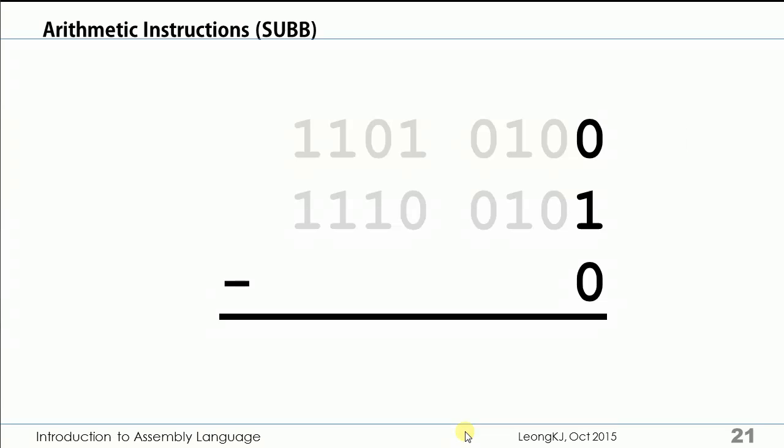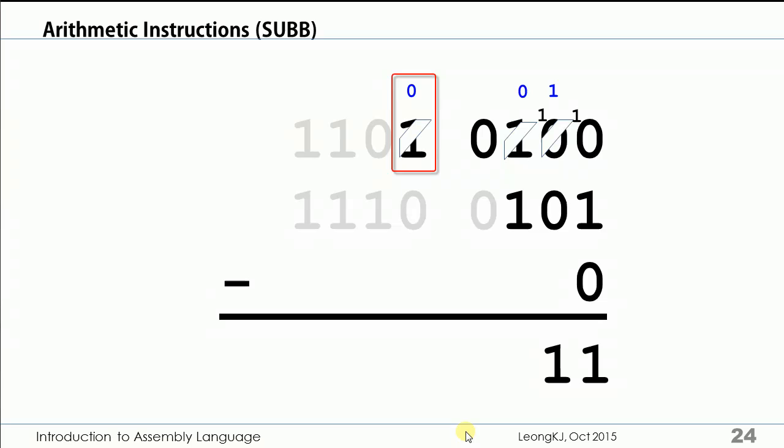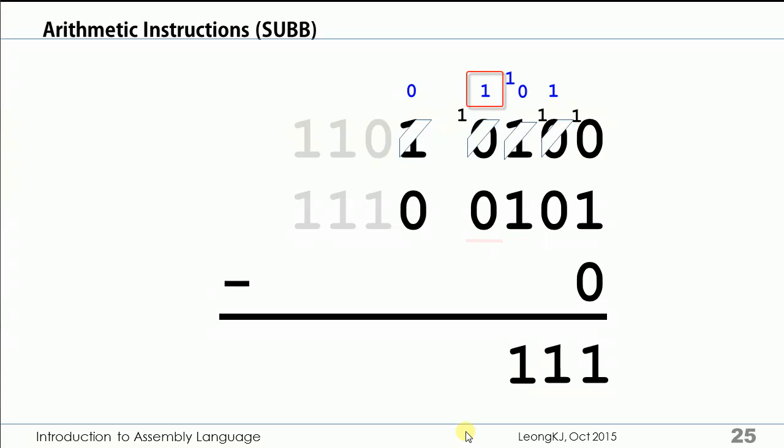0 cannot be subtracted by 1. Borrowing is needed. This bit 1 becomes 0 after lending a 1 to its neighbor. The neighboring bit becomes 1, 0. The binary value of 1, 0 becomes 1 after lending a 1 to its neighbor. 1, 0 minus 1 minus 0 gave 1. 1 minus 0 gave 1. 0 cannot be subtracted by 1. Borrowing is needed. This bit 1 becomes 0 after lending a 1 to its neighbor. The neighboring bit becomes 1, 0. The binary value of 1, 0 becomes 1 after lending a 1 to its neighbor. Now this is 1, 0. 1, 0 minus 1 is 1. 1 minus 0 is 1. 0 minus 0 is 0.